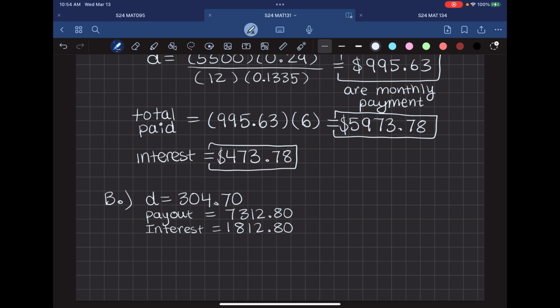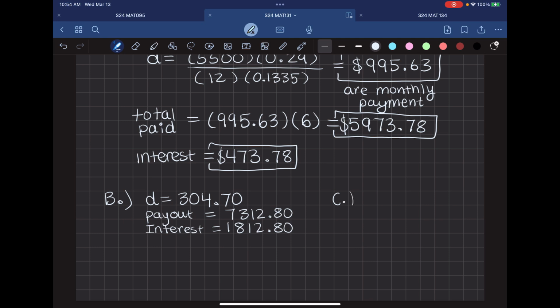which clearly is higher than the interest that you paid if you paid it off in 6 months, right? We're paying between 4 and 5, 4.5 times the interest as 6 months.